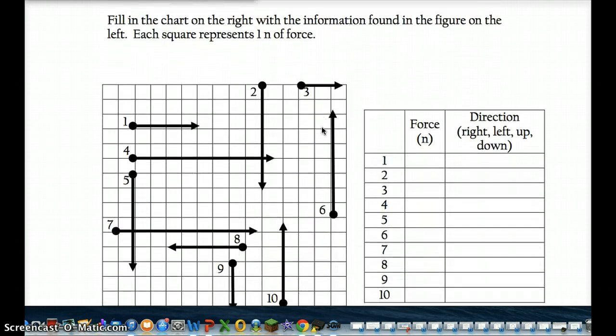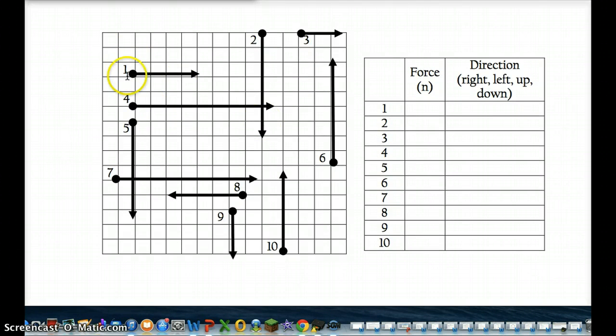Now, you're going to see this chart over here to the right. Remember, each one of these boxes represents 1 newton. Okay? So let's look at number 1. We've got 1, 2, 3, 4. So in the box right here, you're going to put 4 with a capital N to represent newton. Then we have to decide, is it going to the right, left, up, or down? In this case, it is going to the right. So you would write the word right.